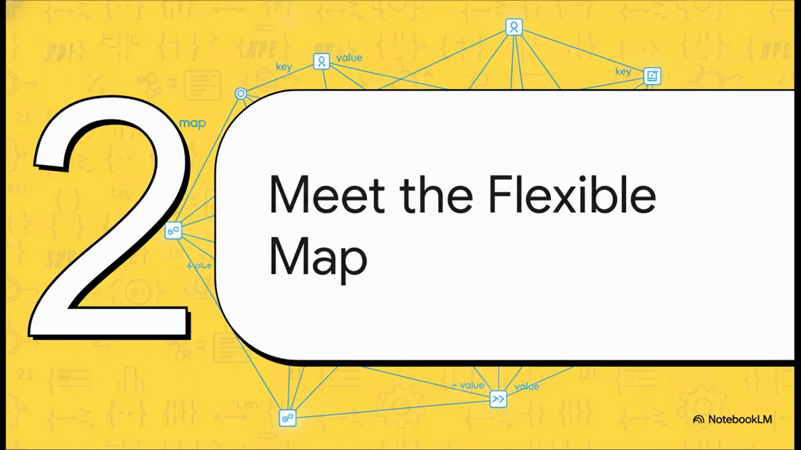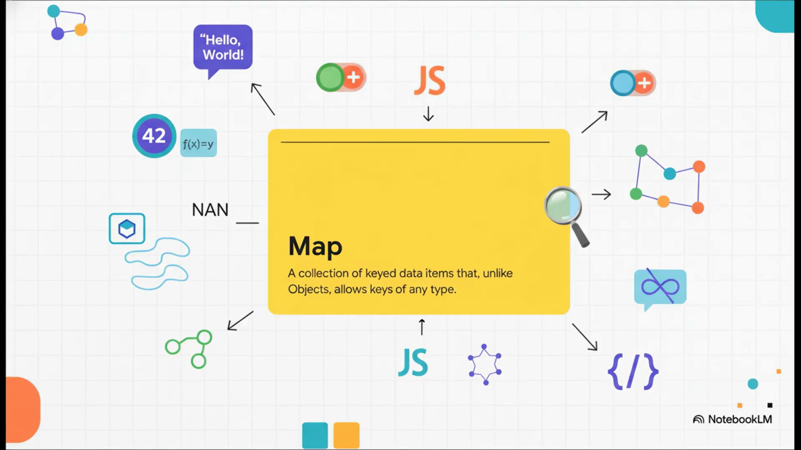So how do we fix this? Well, this is where our first hero, the Map, steps onto the scene. It's designed specifically to handle this exact kind of challenge. The magic is right there in the definition. Unlike an object, a Map lets its keys be of any type. Seriously, it can be a string, a number, even NaN, or, most importantly for our problem, another object.